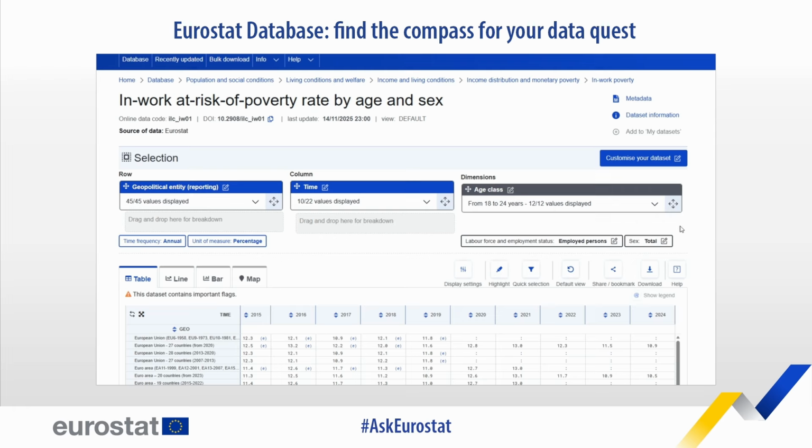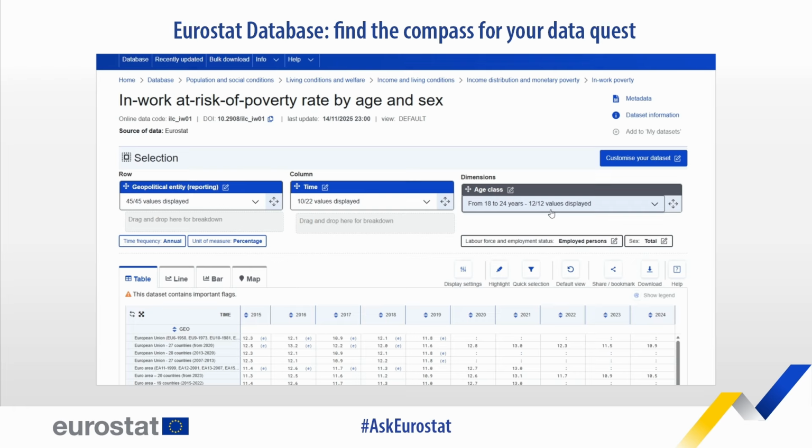Those on the right, like labor force and employment status or sex in this example, can be customized, but they only have one active position or value at the moment. So if you're looking for data specifically on employees or on women, you will find it by customizing this dimension. Dimensions displayed in black on the right-hand side of this block move up or down depending on whether you have one or more positions active.